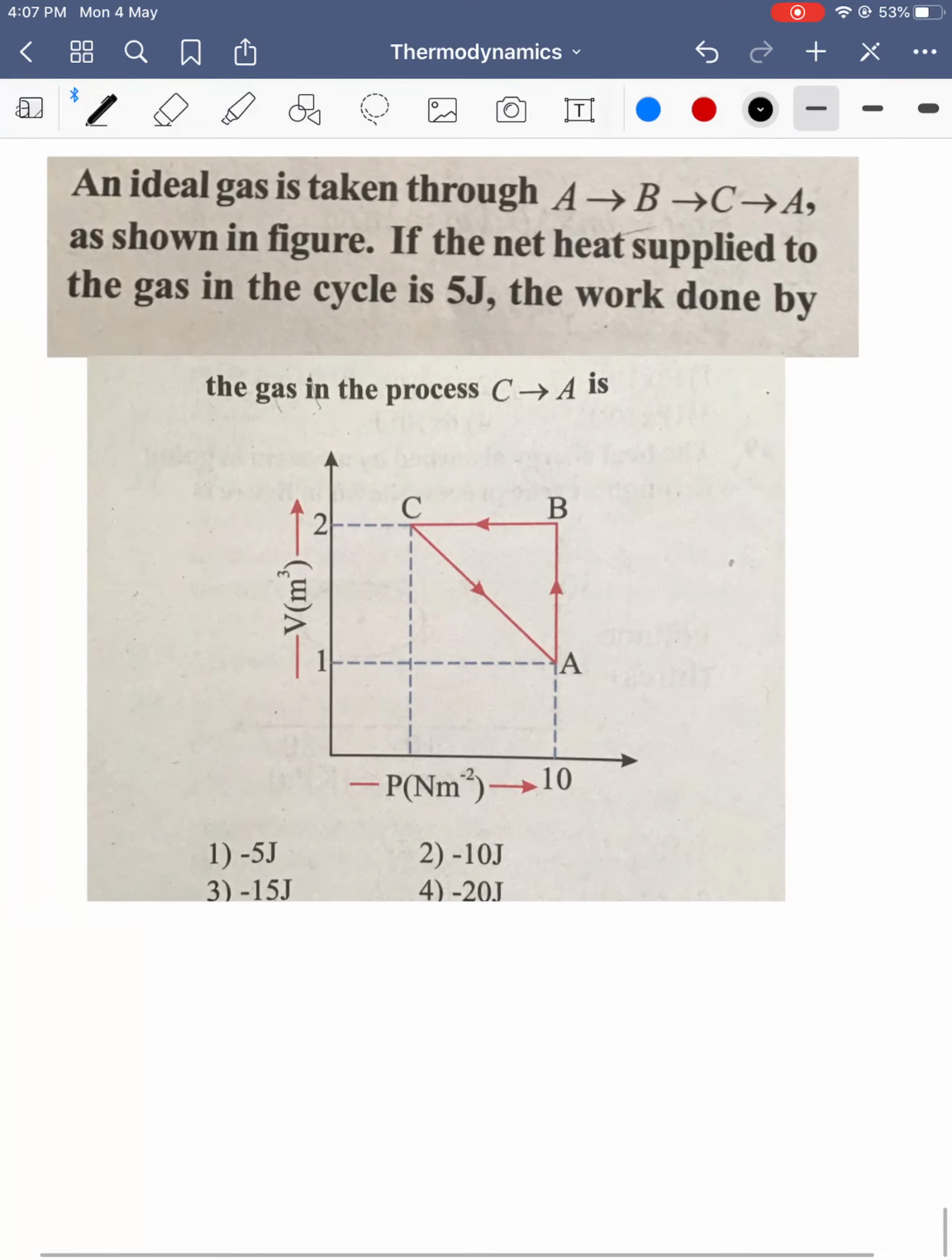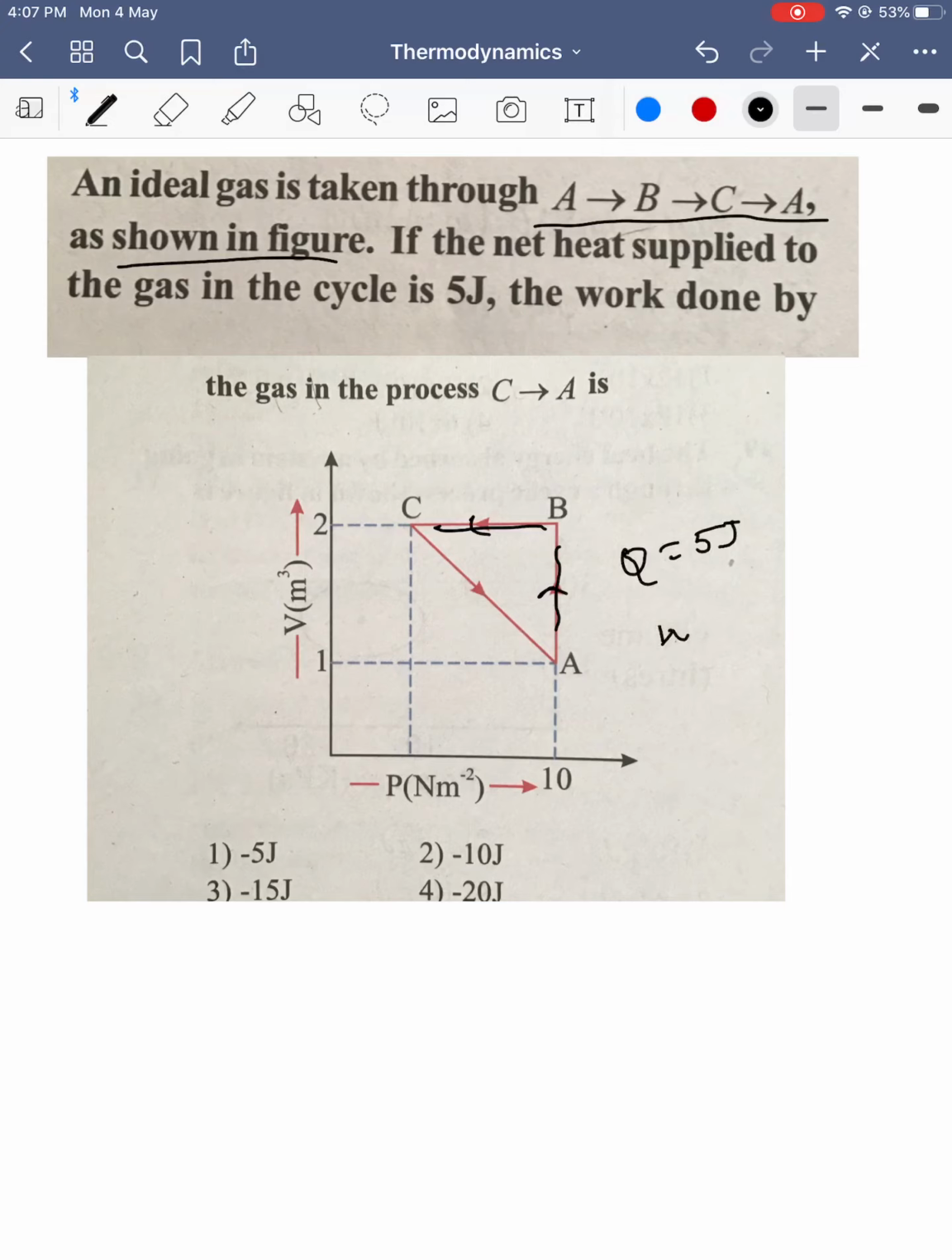One last question in this regard. An ideal gas is taken through A to B, B to C, and C to A as shown in the figure. The net heat supplied to the gas is 5 joules. So Q is equal to 5 joules, which is nothing but W. Heat supplied is plus 5, and work done is also plus 5 joules. Find the work done by the process CA.